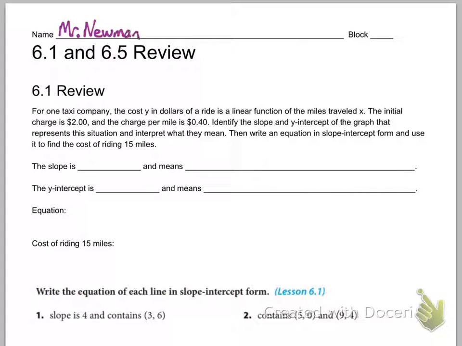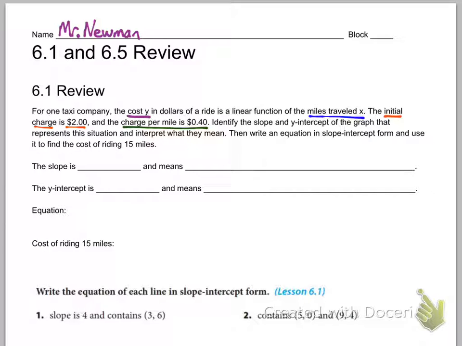So, let's get started. First of all, for 6.1, we have: for one taxi company, the cost y in dollars. That's good, we already know y is cost. Of a ride is a linear function of the miles traveled. So x is miles traveled. The initial charge is $2. Initial charge suggests our starting value or our y-intercept. And the charge per mile is 40 cents. That per mile tells me that is the rate of change, or slope.